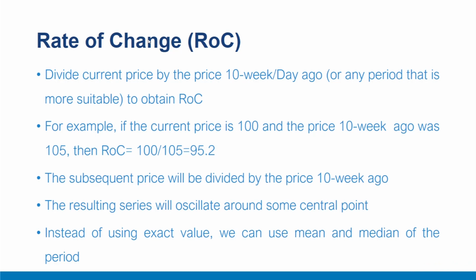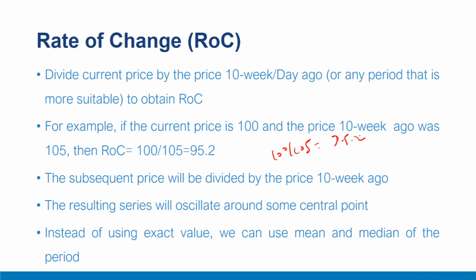If it is desired, for example, to construct an ROC using a 10-week time span, then the current price is divided by the price 10 weeks ago. If the latest price is 100 and the price 10 weeks ago was 105, then the ROC momentum indicator can be easily computed by dividing 100 by 105, which is equal to 95.2.